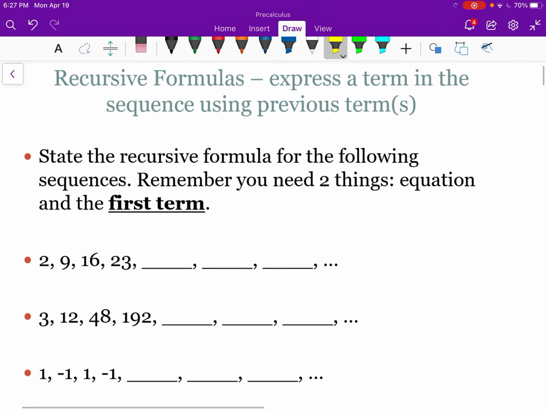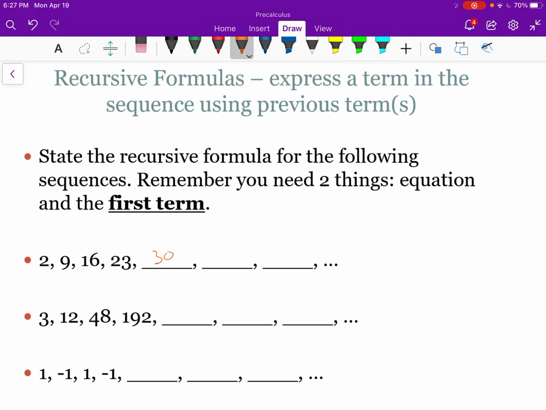All right, this time, I have a definition of recursive formula still there. Recursive formulas express a term in the sequence using previous term or terms. State the recursive formula for the following sequences. Remember, you need two things, the equation and the first term. So these are the ones from before.